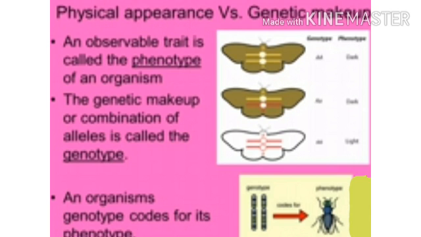Second is the genotype. Genotype is the genetic makeup, or it is a combination of the alleles of an organism. So if the allele for the color of the moth is dominant, it will have the dark color, and if it is recessive, then the moth will be of white color. So an organism's genotype codes for its phenotype.